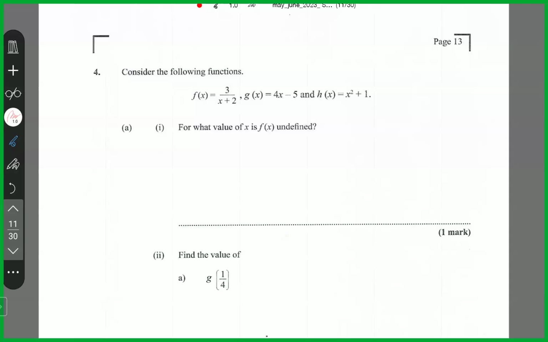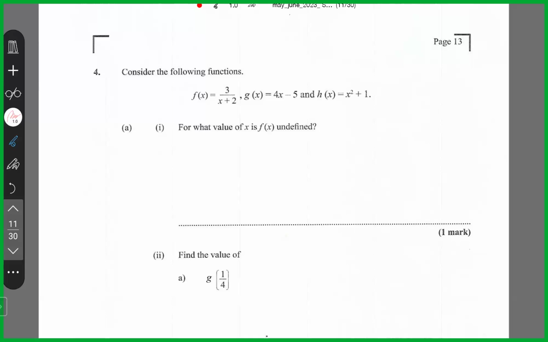So this is May 2023, question number 4. And it says, consider the following functions. F of x is equal to 3 over x plus 2. G of x is 4x minus 5. H of x is x squared plus 1. For what value of x is f of x undefined?